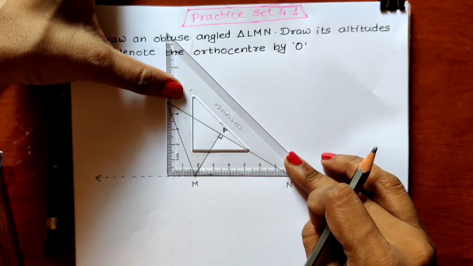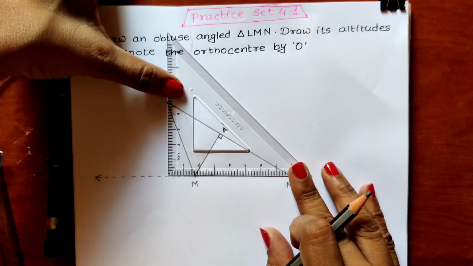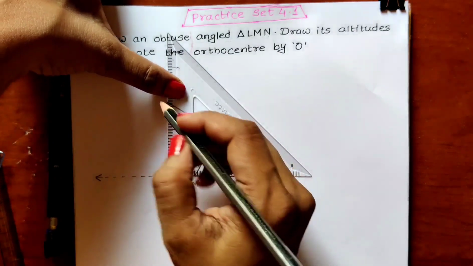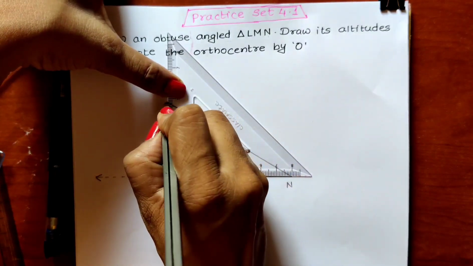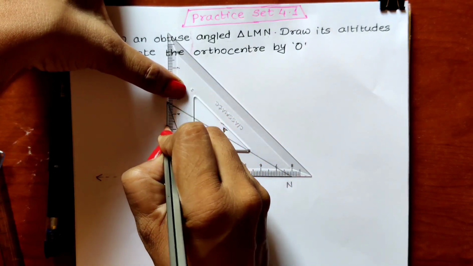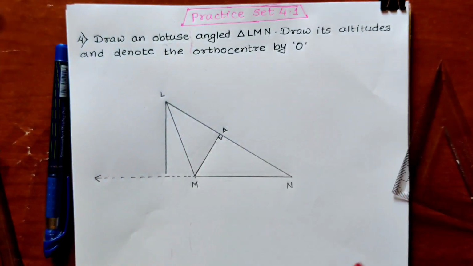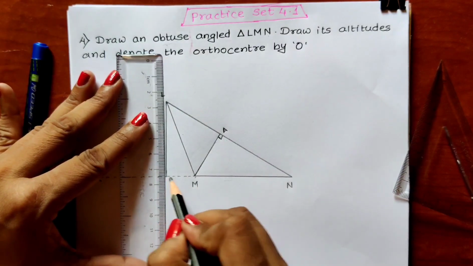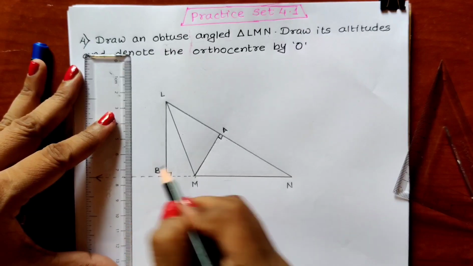If you all can see it clearly, how to place the set square in this way. This side is matching and the other side is passing through point L. And we can draw this altitude on side LM. This can be point B.